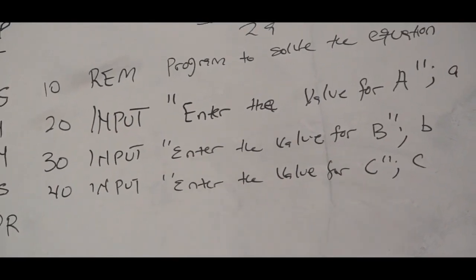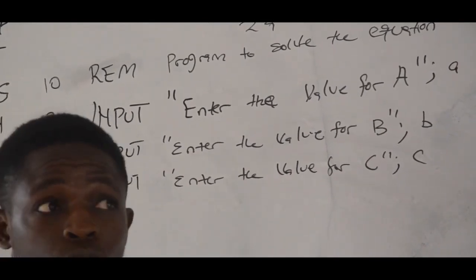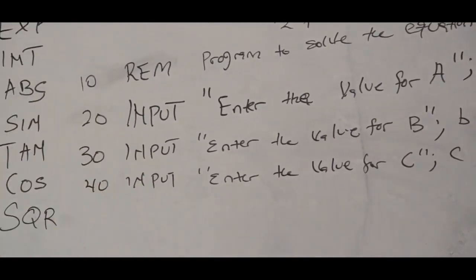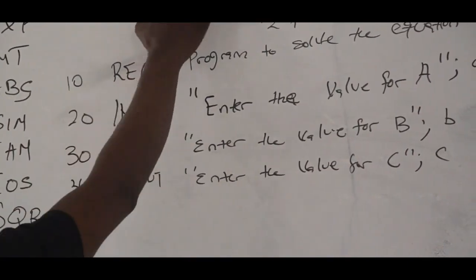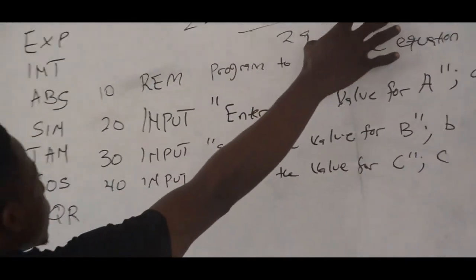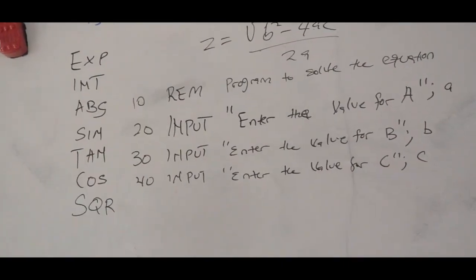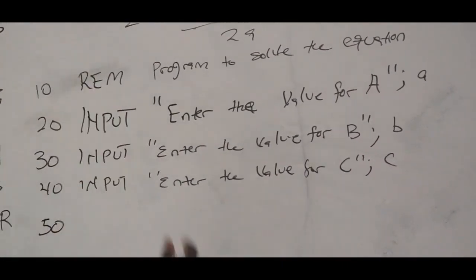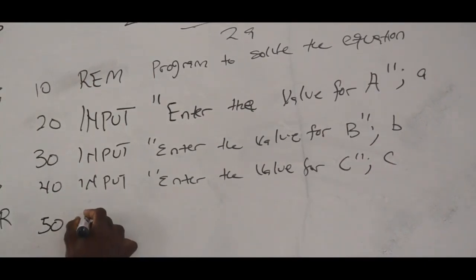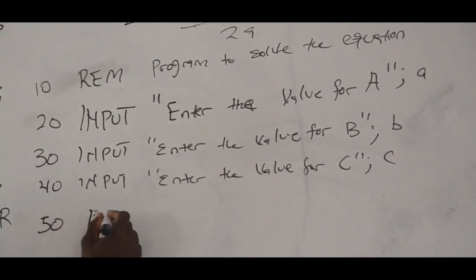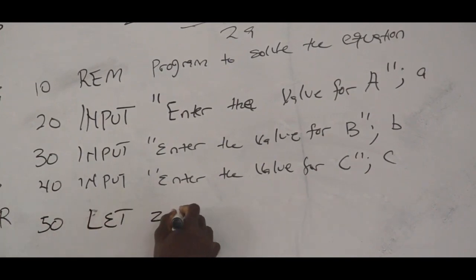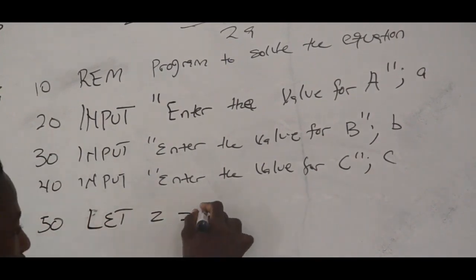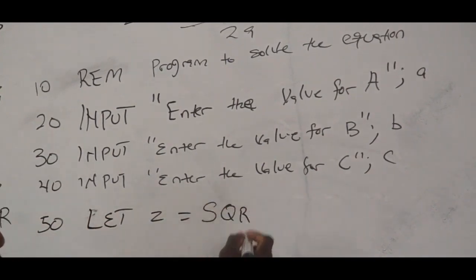So what else? We have to process, we have to solve the equation. Solving this now, it's already given us Z. So we have to put everything inside the Z. So we now say line 50. Yes, we have something like this. So LET Z equal to, you now put your SQR, which is your square root.